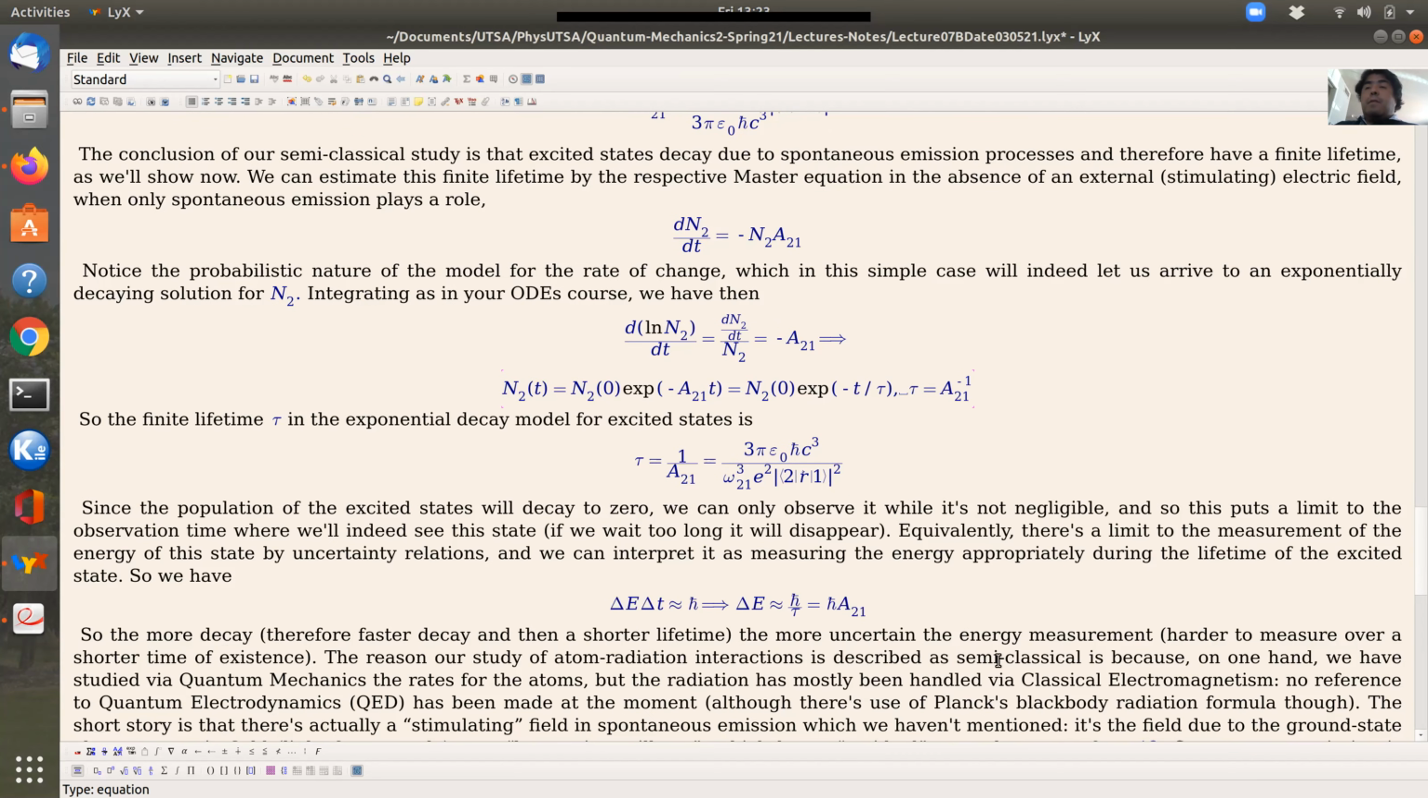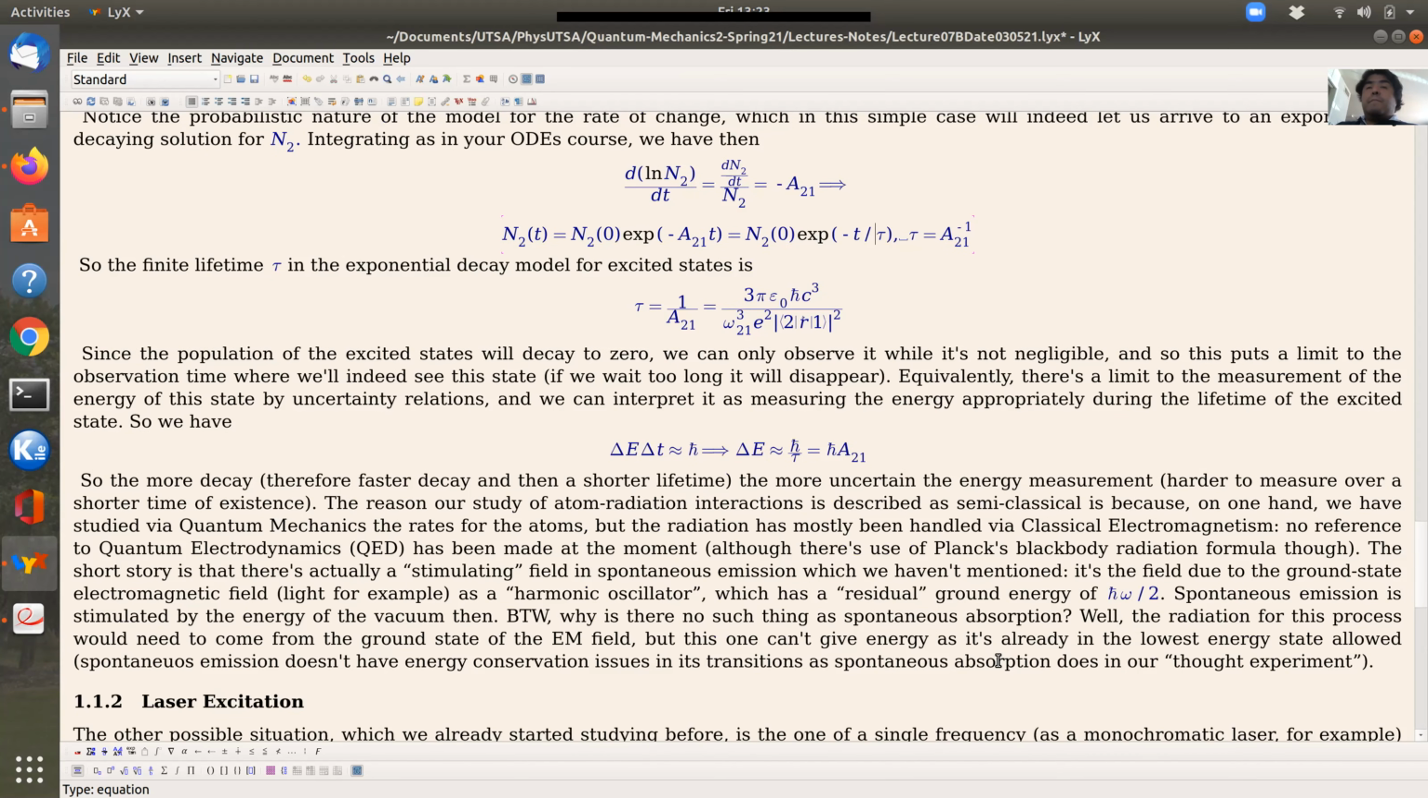There is some other comment that I want to make. Think that excited states will eventually decay in the absence of this stimulating electric field. And so they might survive only for a while. So you can only observe the state while it's not negligible.